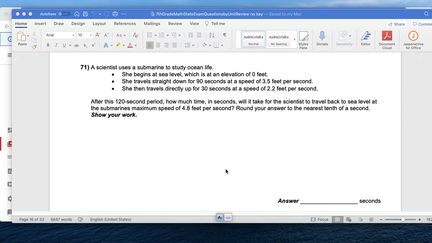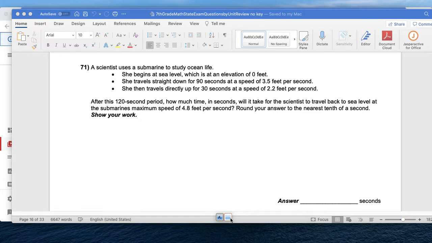71. A scientist uses a submarine. She begins at sea level, which is an elevation of 0. She travels straight down for 90 seconds at a speed of 3.5 feet per second, and she travels up for 30 seconds at a speed of 2.5 feet per second. After this 130-second period, how much time in seconds will it take for the scientist to travel back to sea level at the submarine's maximum speed of 4.8 feet per second? Round your answer to the nearest tenth of a second.